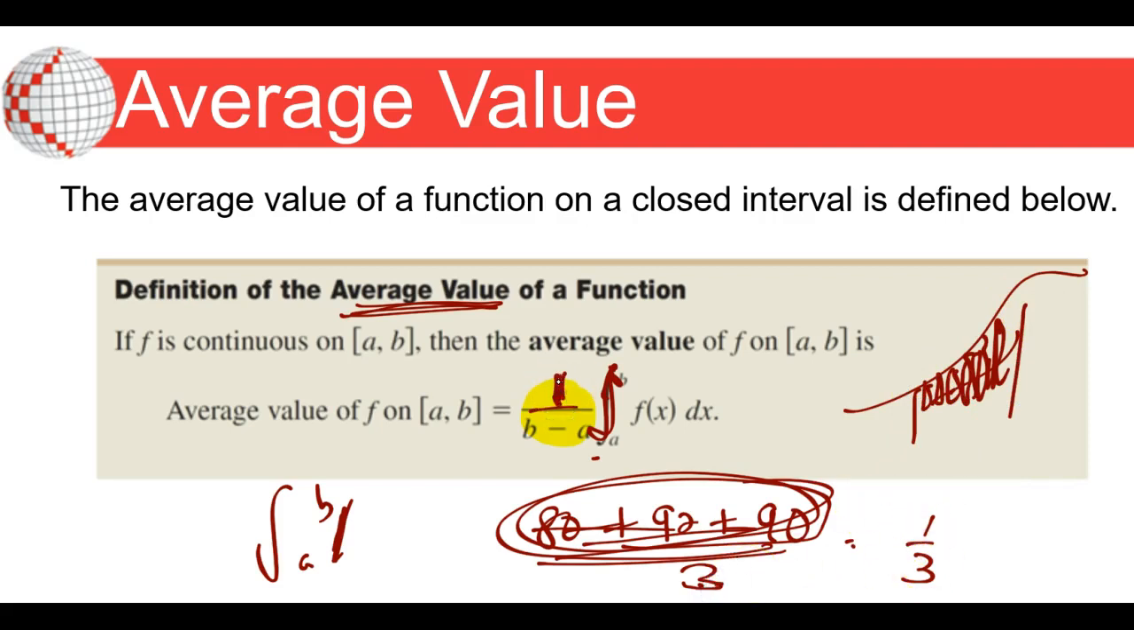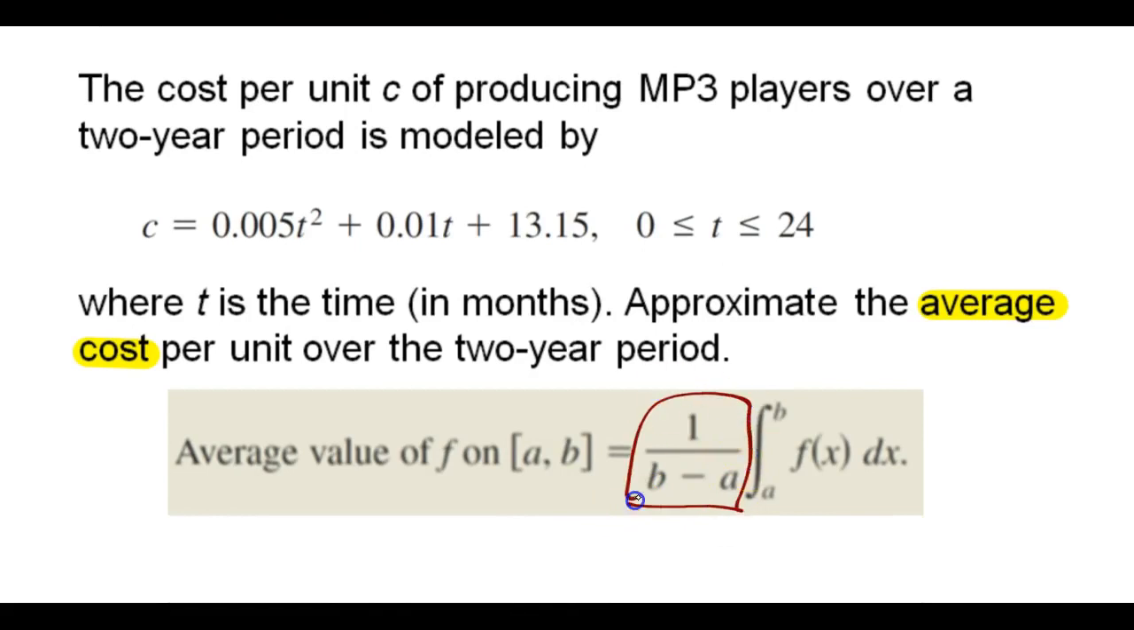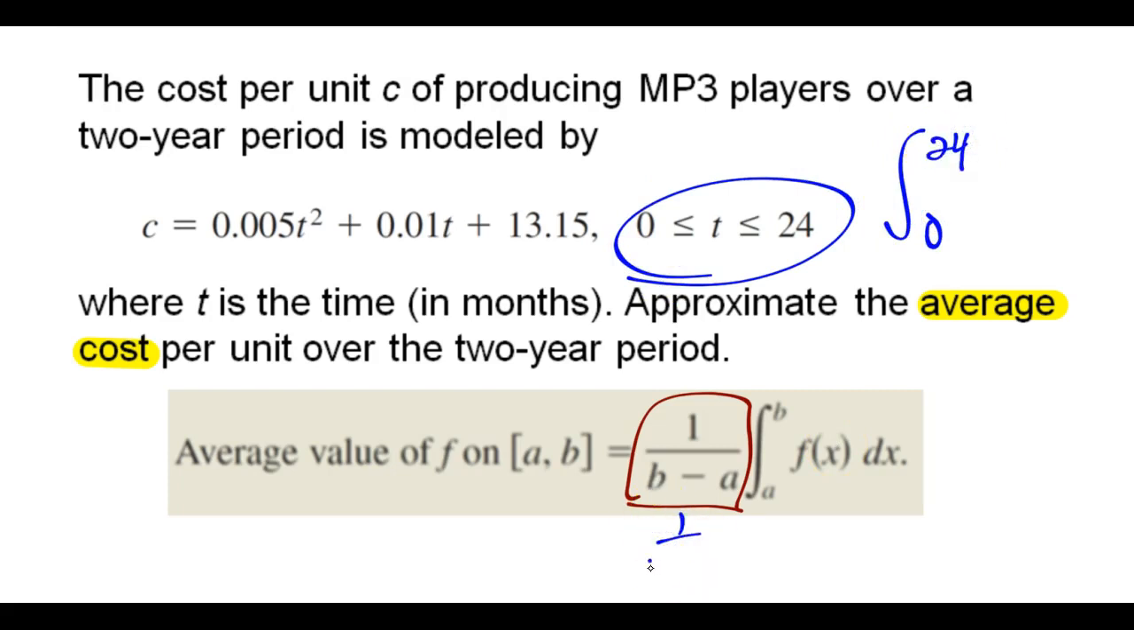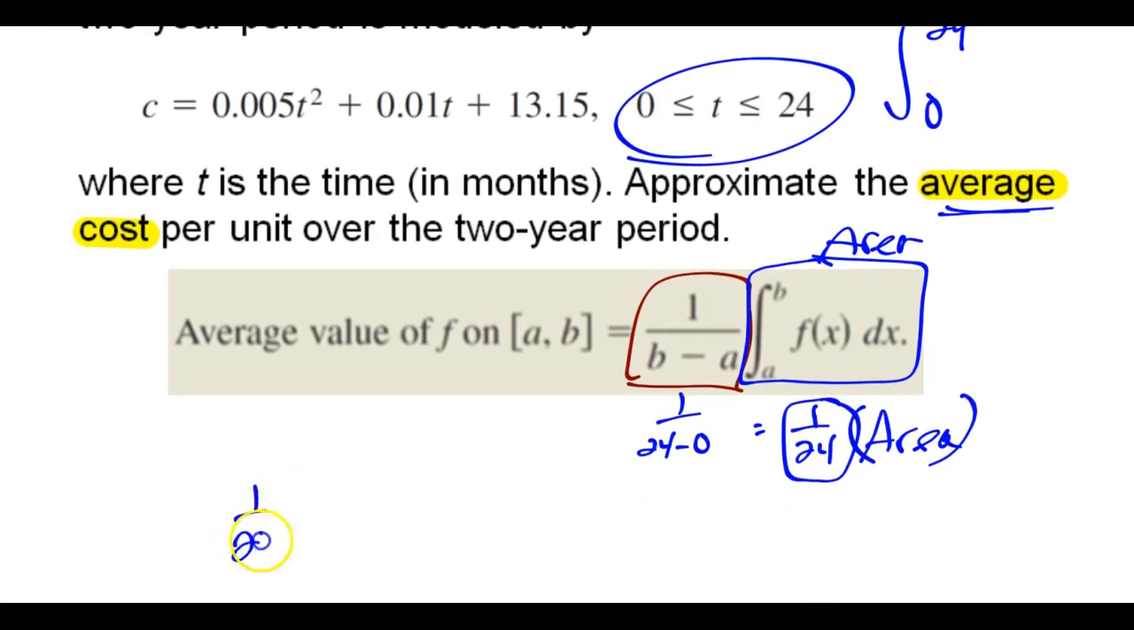So the average value kind of makes sense. You just throw the 1 over b minus a out front when it says average value. Otherwise, everything's the same. You still integrate. So in this case, we're going to integrate from 0 to 24. So the 1 over b minus a would be the 1/24. So in other words, you just find the area, and then to find the average of that, you just take 1/24 of the area, or times the area. So in this case, I've got 1/24. To find the area of this, I'm going to integrate between 0 and 24 of this guy.